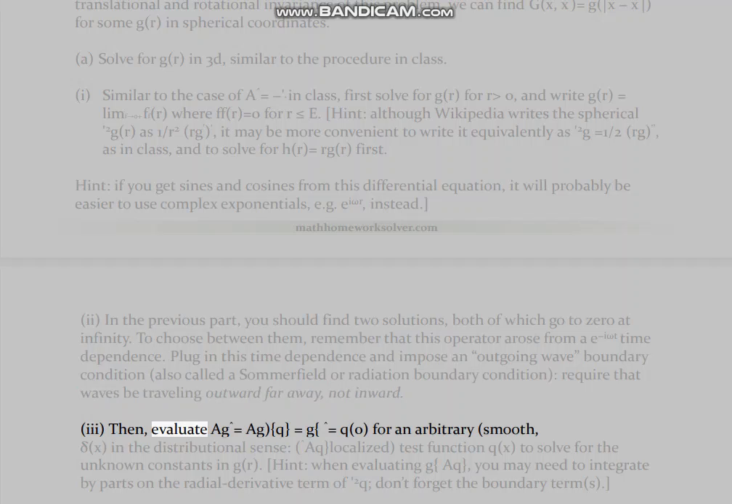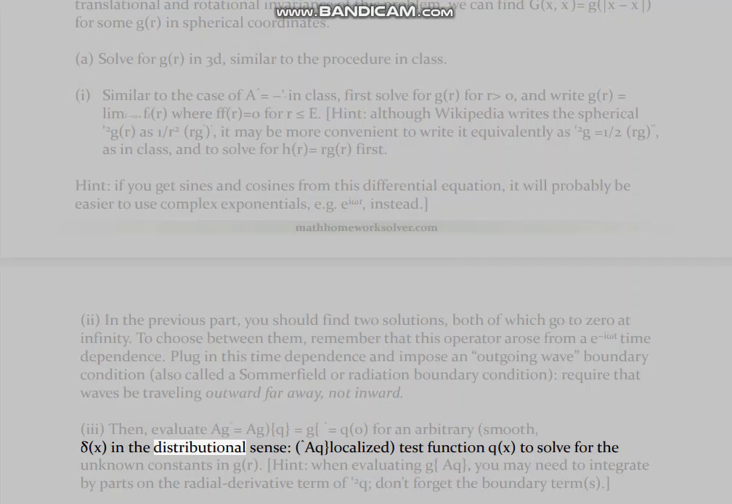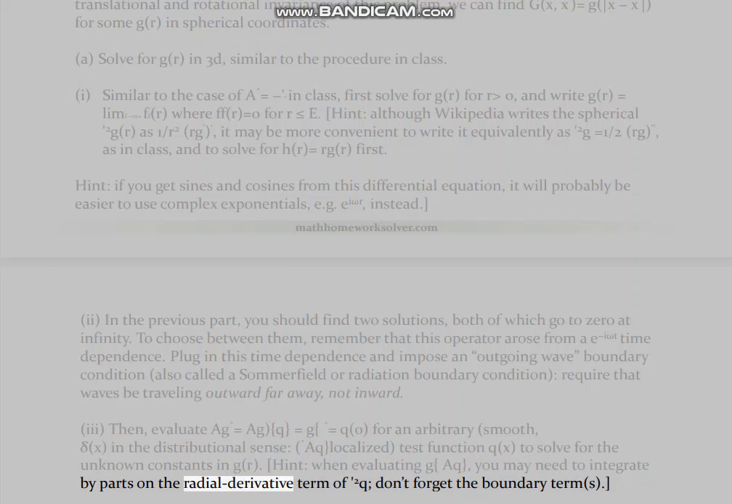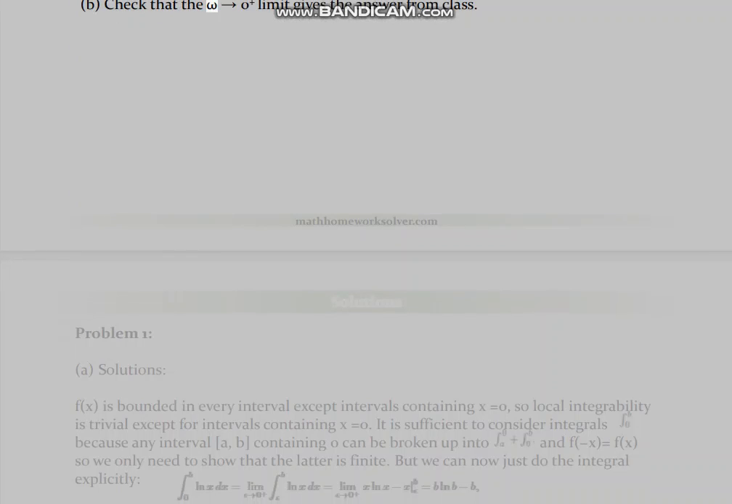3. Then, evaluate (L G, φ) = (δ, φ) for an arbitrary smooth, localized test function φ(x), in the distributional sense, to solve for the unknown constants in G(r). Hint: when evaluating (G, Lφ), you may need to integrate by parts on the radial derivative term, so don't forget the boundary terms. B. Check that the ω → 0 plus limit gives the answer from class.